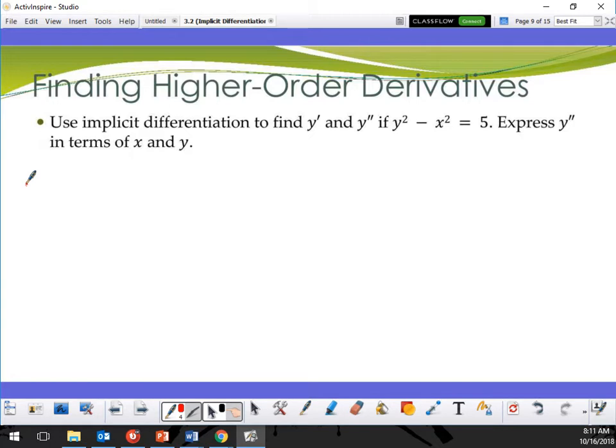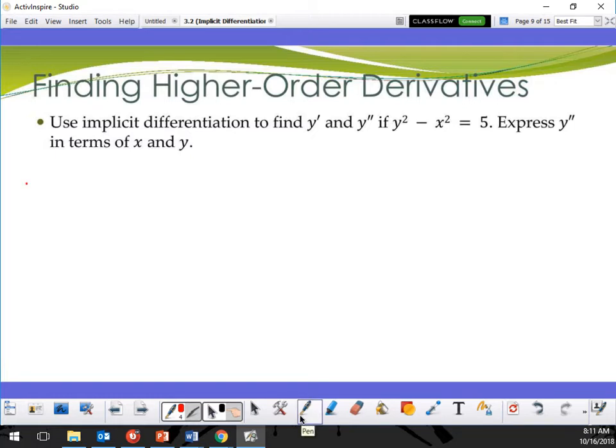All right, finding higher order derivatives. So use implicit differentiation to find y prime, y double prime. What does y double prime mean? Second derivative. All right. Okay, and express y double prime in terms of x and y. So now I'm going to have it in x and y. So don't try to solve for the y to make it y equals. Okay, you have to just do implicit here. All right, so let's take a look.